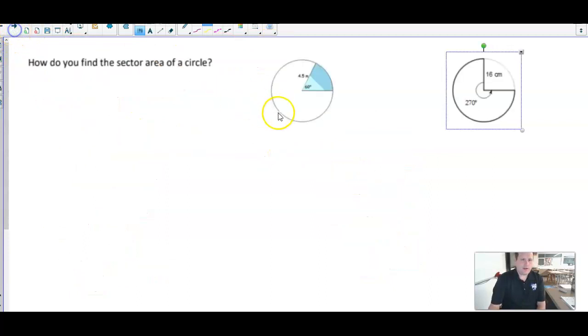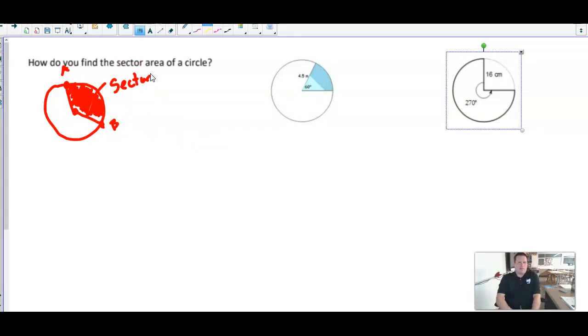So sector area, again, we're looking at a circle. We're going to have 2 radii, and then what we're looking at is this point here. Let's just say that's A, and this point B, and then I have this angle that's in here. I'm looking for this spot that is in between these 2 radii. They call that a sector. This is a sector here.